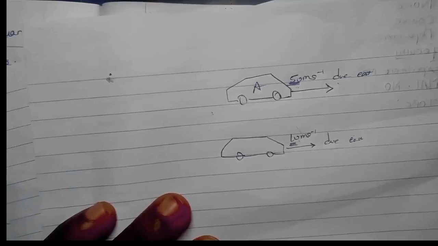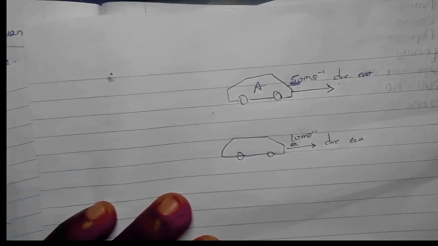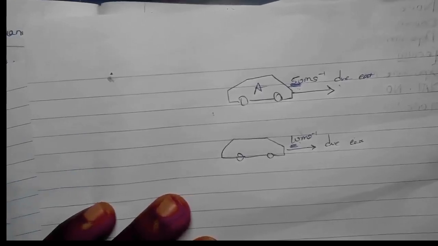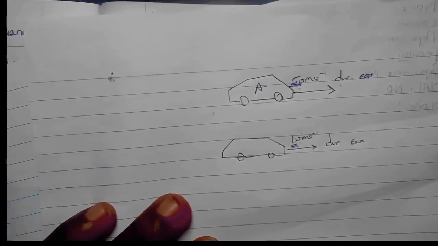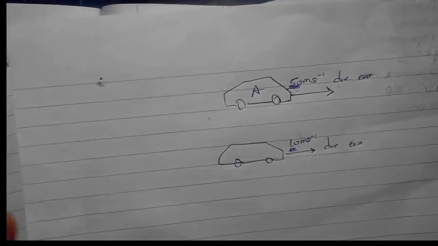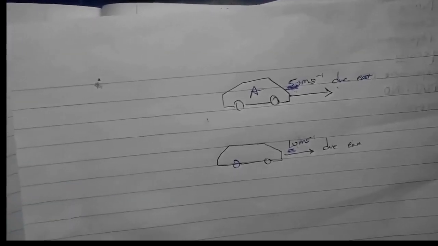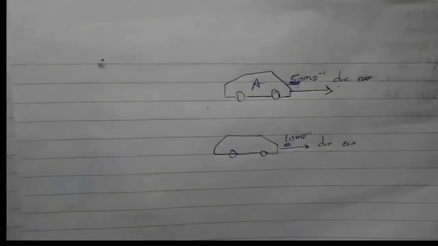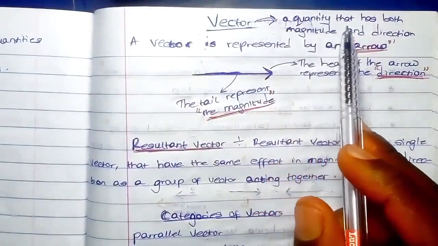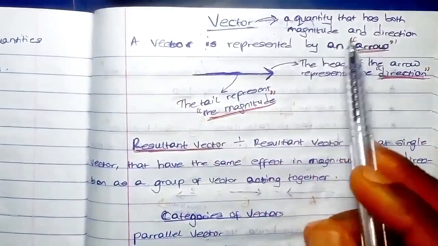Let's say, for example, a force of 80 Newton acts on a body. A force of 100 Newton acts on a body. The 100 there is the magnitude. Magnitude just means amount or number. 10 Newton, 5 Newton, whatever the case may be. So a vector quantity is a quantity that has both magnitude and direction.